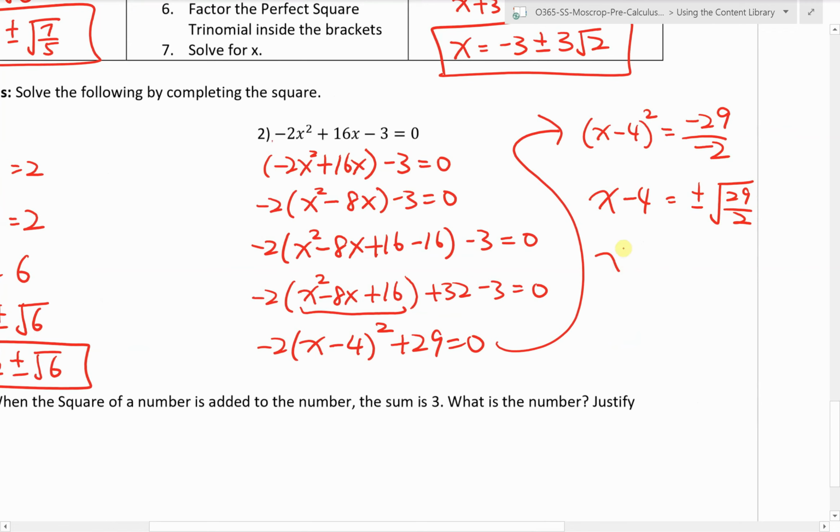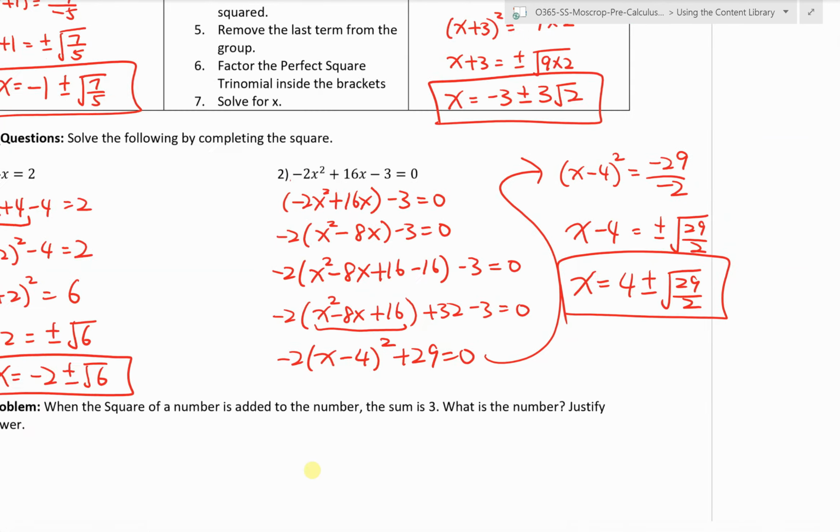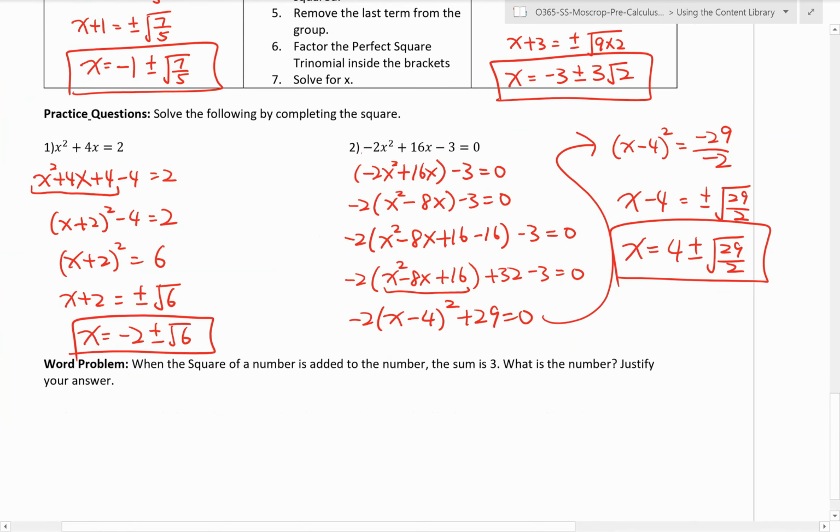And then finally, move the 4 to the right. That is a positive 4, so it's plus minus square root of 29 over 2, and that is your final answer. Okay, so slightly longer than the first practice question, but again, it's actually quite doable. It's just long procedures.